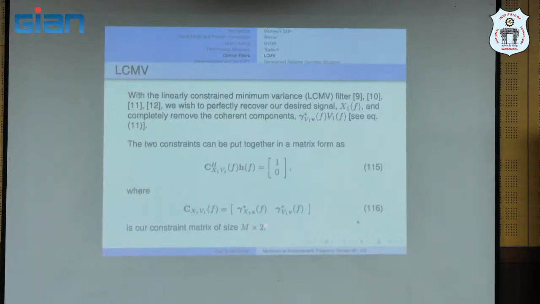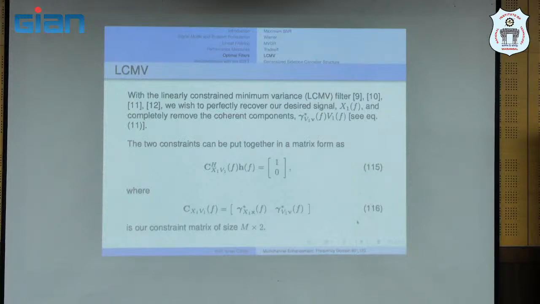So the matrix C actually contains coherence functions or propagation vectors. So in this case, this matrix for each frequency is the size of M by 2. Sometimes we can add more constraints. That's why it's called linearly constrained minimum variance. So the constraint matrix is like this. So you see, the first one is actually the MVDR. If we have more constraints, we can add additional constraints. So we put 1 here for this part and 0 for the coherent noise.